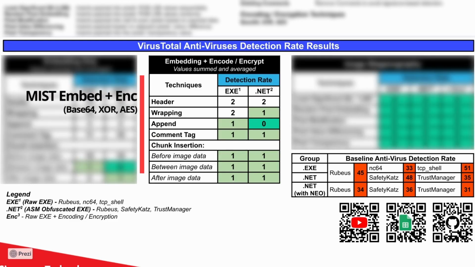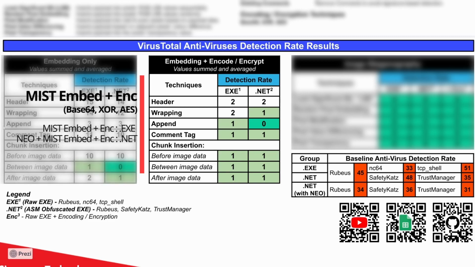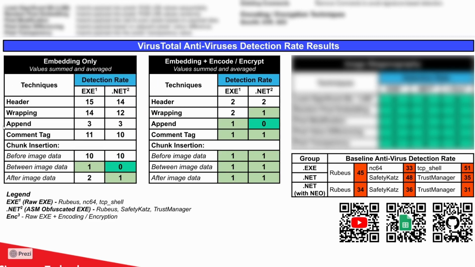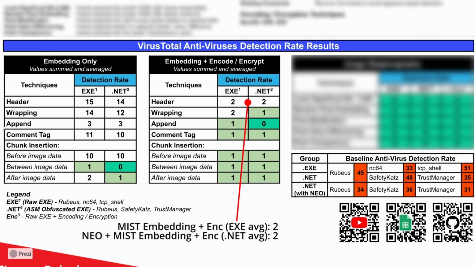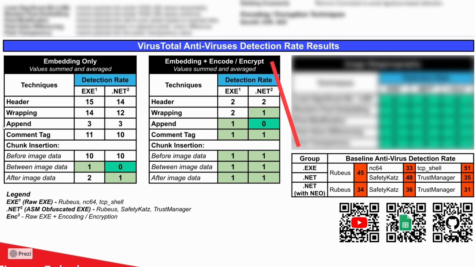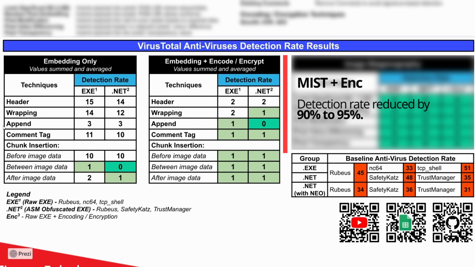This table shows the results of embedding techniques with the additional encoding modules in MIST. Comparing the two tables, we can observe that with the use of simple base64 or XOR encoding, the detection rate plummets once again. With Neo, the results are slightly more favourable. In total, the detections are reduced by 90% to 95% for this table.